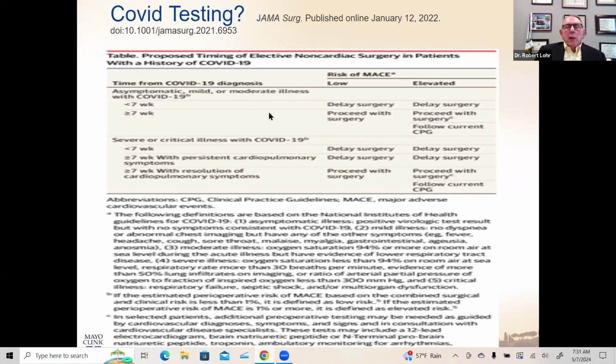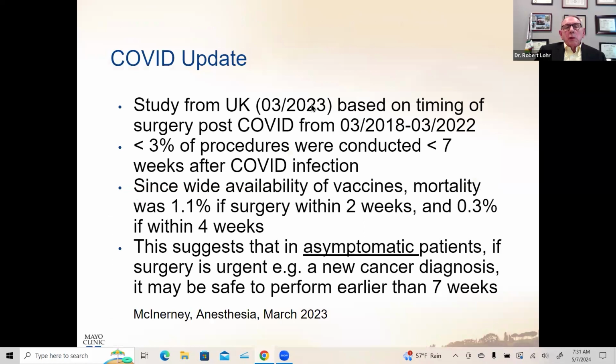So the key thing here is 7 weeks. But this was a study released just about 1 year ago. And it was based on the timing post-COVID from the UK. Again, they have a large number of patients from the National Health Service databases. And they looked at patients operated on between March of 2018 and March of 2022. Now, there weren't that many procedures percentage-wise that were done in less than 7 weeks, but 3% of a big number is a large number.